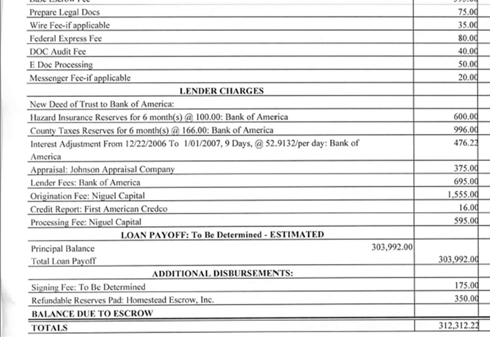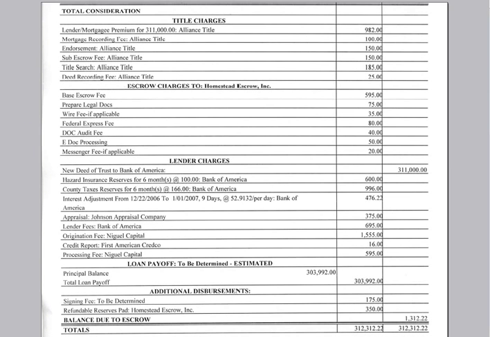Quick way to find out if they have that or not is to come under lender charges and just look. It says hazard insurance reserves for 6 months, county taxes reserves for 6 months. That means that they've set up an impound account, and that, yes, they are going to have impounds on this loan, and the lender will take care of paying the taxes and insurance and whatnot. Anyway, that's this document. I would get it out of the way first, and you'll be glad you did.